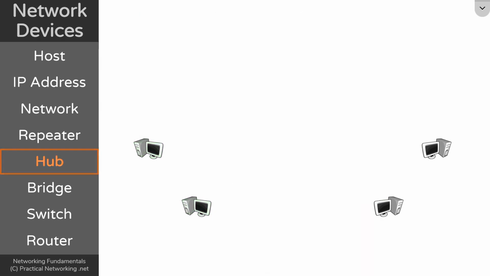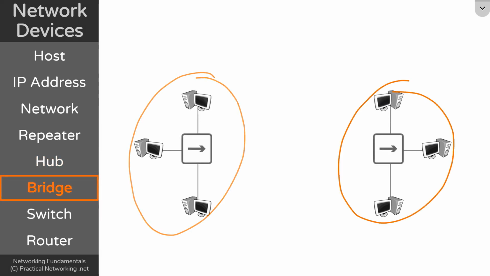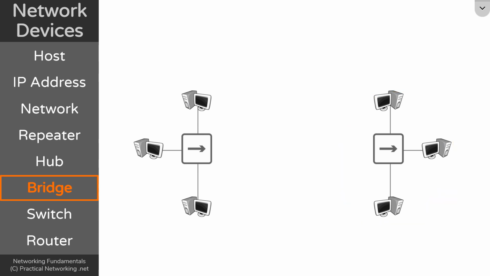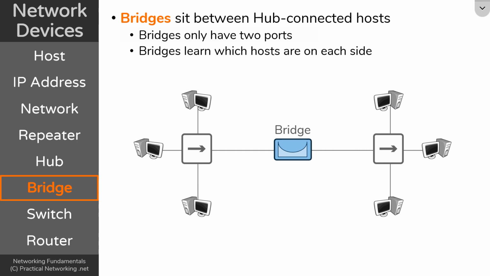Which brings us to bridges. Here we have two sets of hosts, all interconnected using a hub. And a bridge is meant to sit in between hub-connected hosts. Bridges, by definition, only have two ports. One port facing one set of hub-connected devices and another port facing the other set of hub-connected devices. Bridges will also then learn which hosts are on which side of the bridge. This will allow the bridge to contain communication to only the side that is necessary.